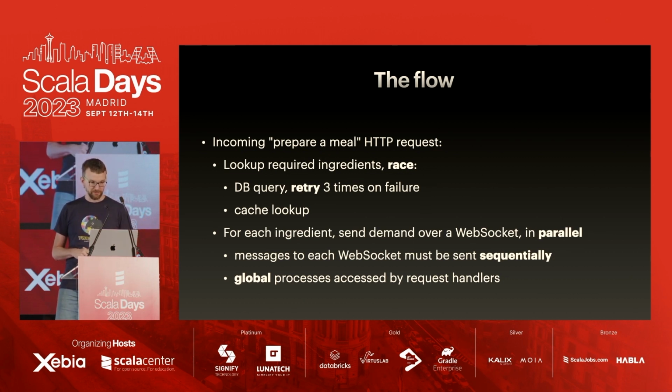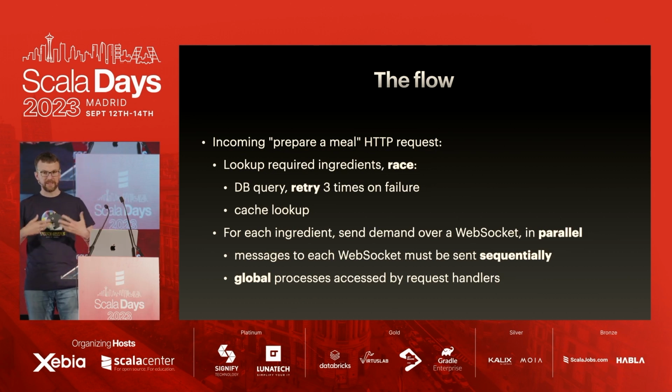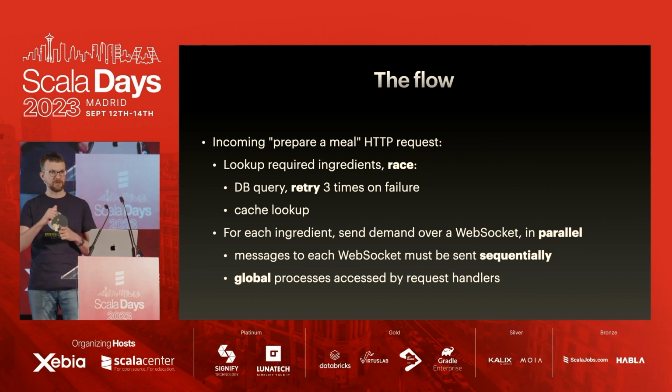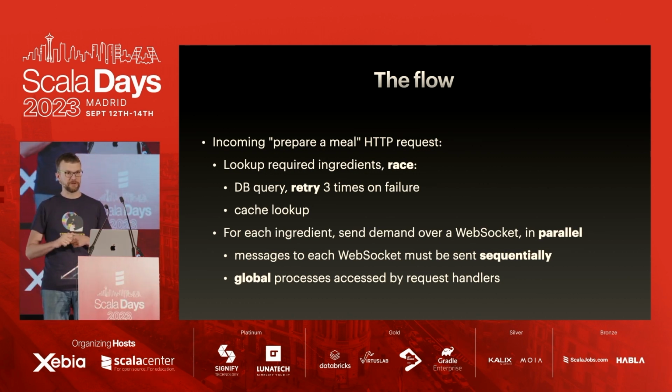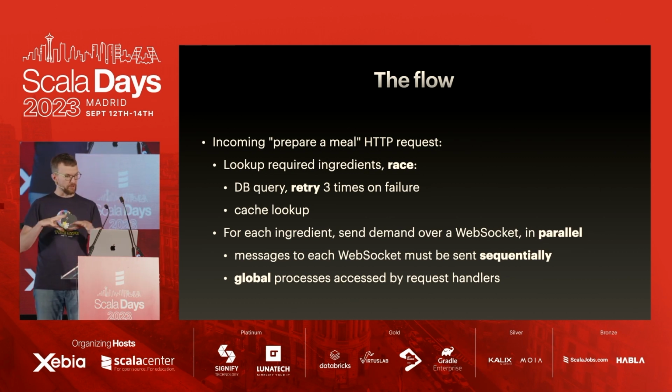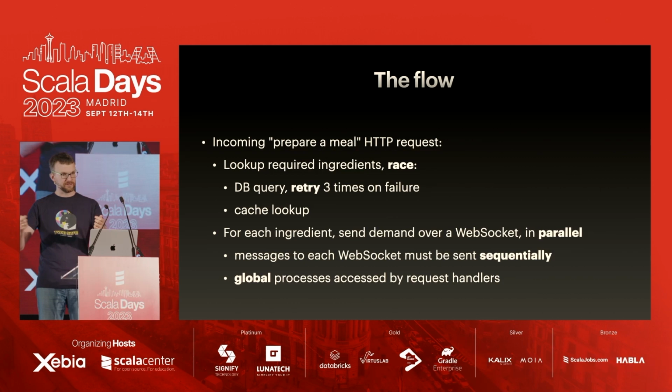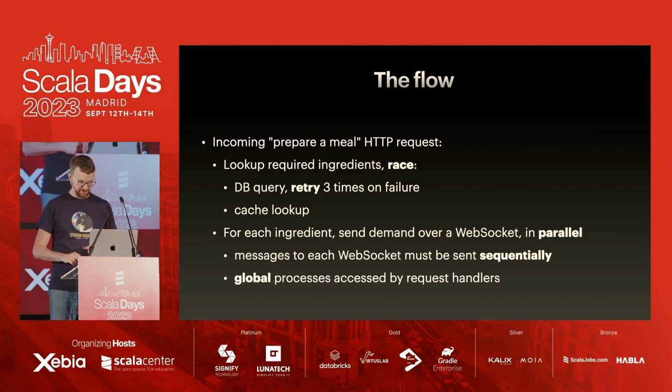So there's also a technical limitation here that messages to each WebSocket need to be sent sequentially, because that's how WebSockets work, right? We cannot concurrently send two messages to the same WebSocket. So that's the flow that we want to model, right? We've got these local computations that we try to find the ingredients for our meal, and we've got this global component where we want to send demand for each ingredient so that we can actually compose the end result.